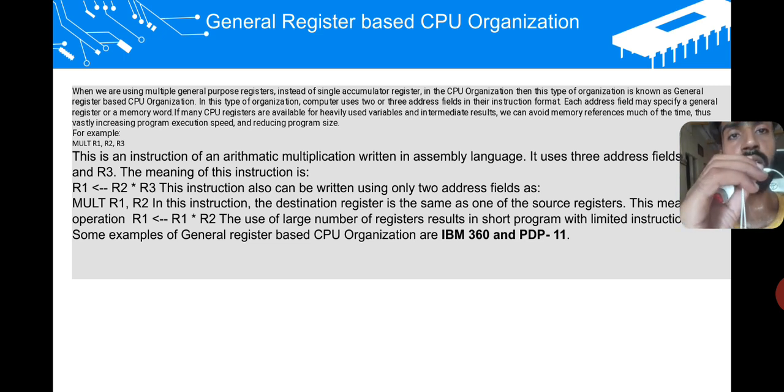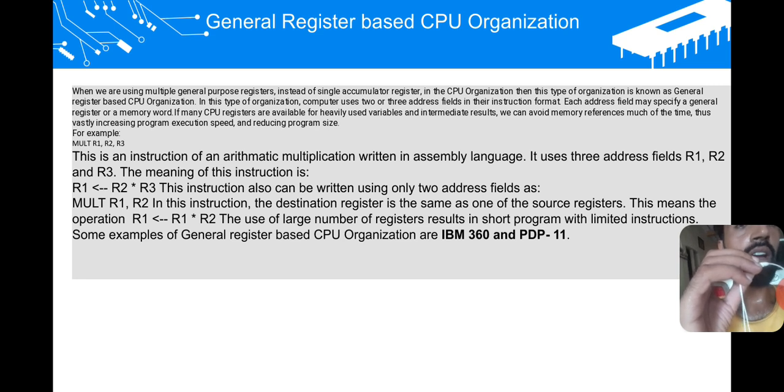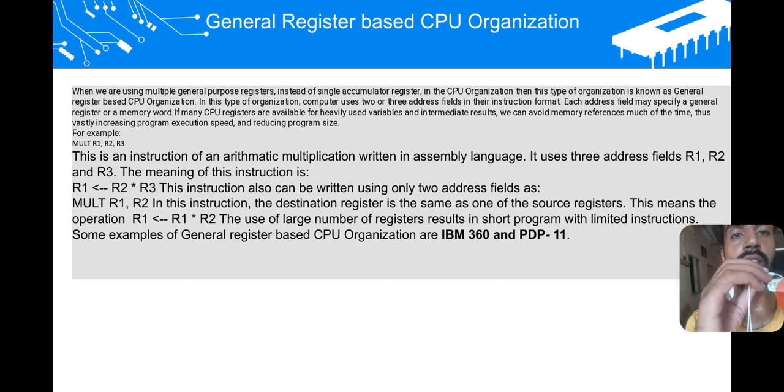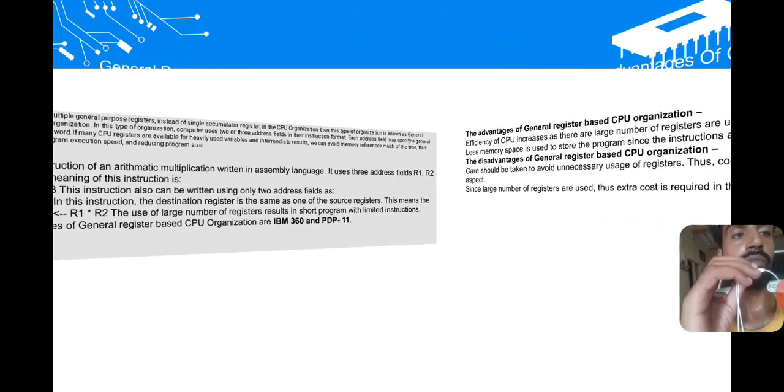For example, MUL R1, R2, R3 is an instruction of arithmetic multiplication written in assembly language. It uses three address fields, R1, R2 and R3. The meaning of the instruction is R1 <- R2 * R3. This instruction can also be written using only two address fields as MUL R1, R2. In this instruction, the destination register is the same as one of the source registers. This means the operation R1 <- R1 * R2. Thus the use of a large number of registers results in short programs with limited instructions. Some examples of general register based CPU organization are the IBM 360 and PDP 11.